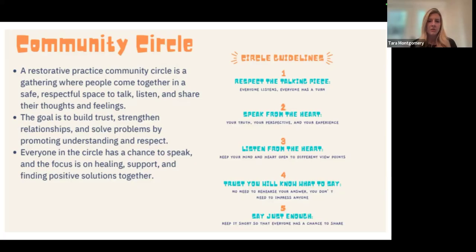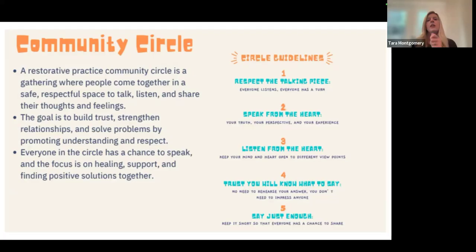This would be a good time to call a community circle. Let's sit down and have a respectful conversation. Let's communicate with one another. How can we solve this? And then everyone in the circle has a chance to speak, and the focus is on healing, support, and finding positive solutions together.